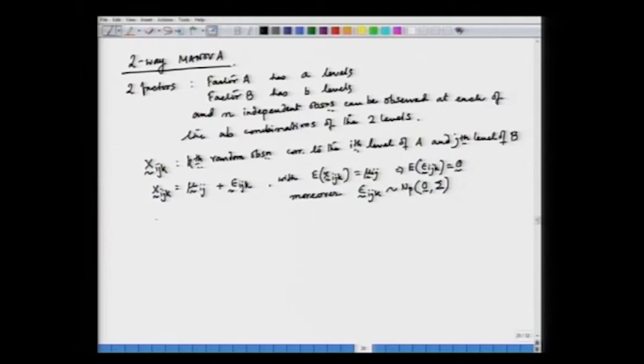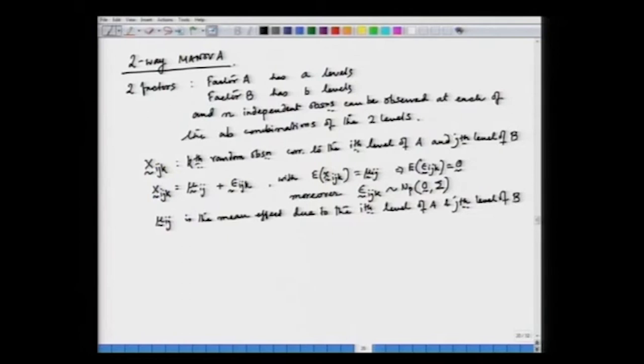So, let us concentrate on mu_ij and try to split it up into the different factors. This mu_ij is the mean effect due to the ith level of A and jth level of B.